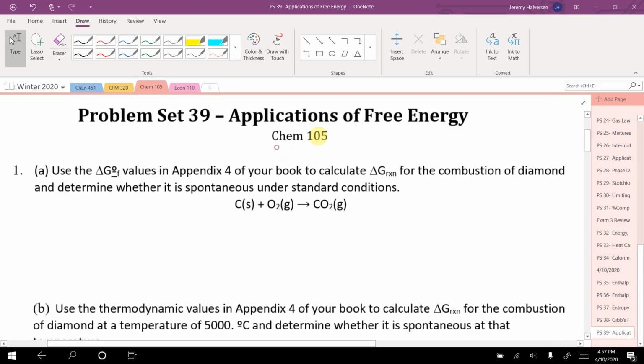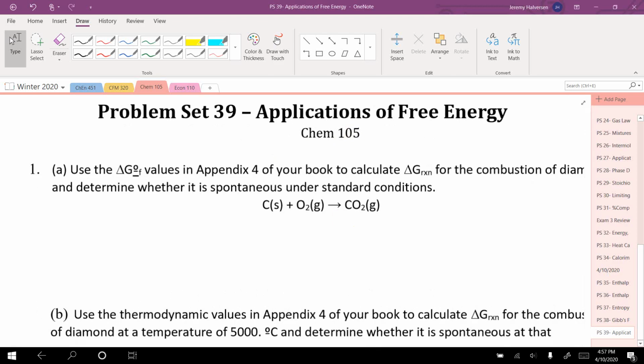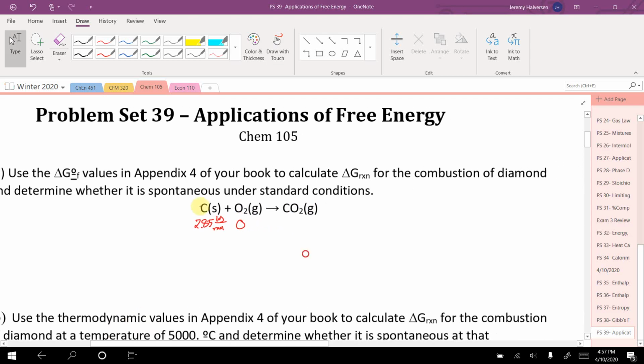So when I look it up, the delta G value for diamond is 2.84 kilojoules per mole. Delta G's of formation, similar to delta H's of formation, are 0 for elements in their standard state. So you might wonder, well, why isn't carbon 0? This is carbon, this is diamond. In the standard state, carbon is graphite. So even though it just says carbon, we know it's diamond, so it's not in its standard state. And then CO2 is negative 394.4 kilojoules per mole.